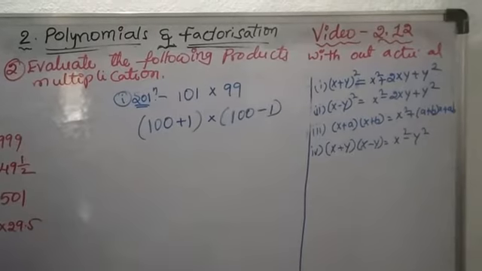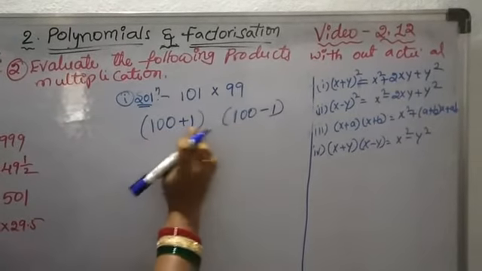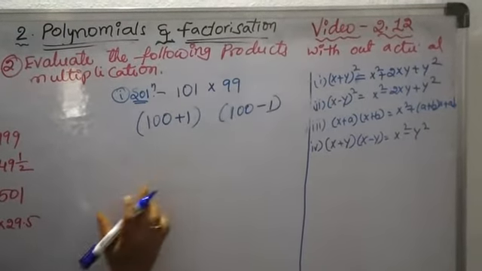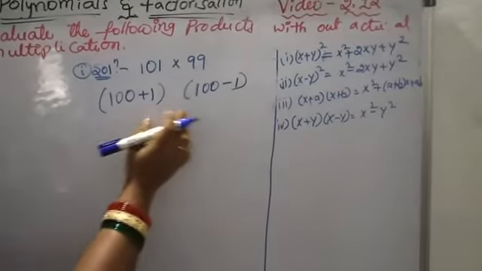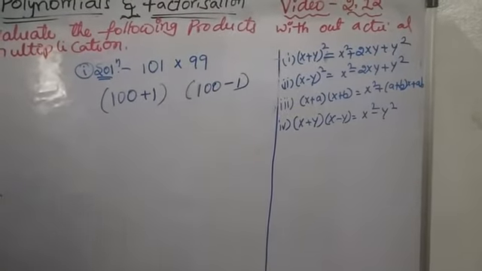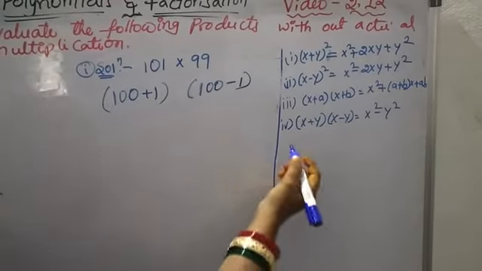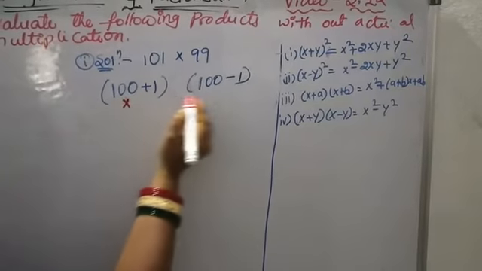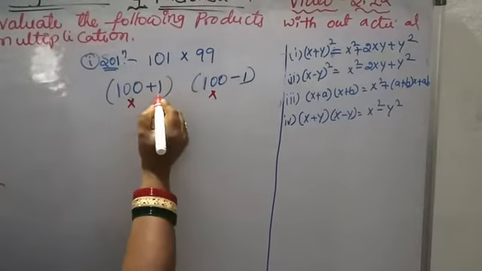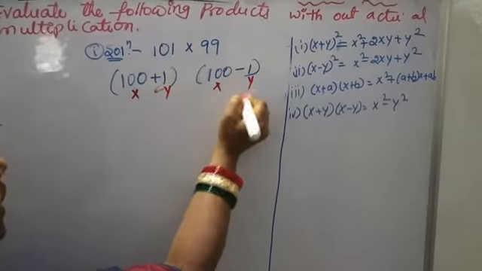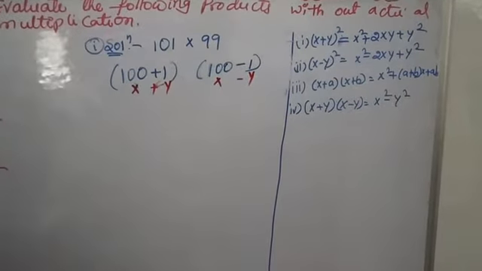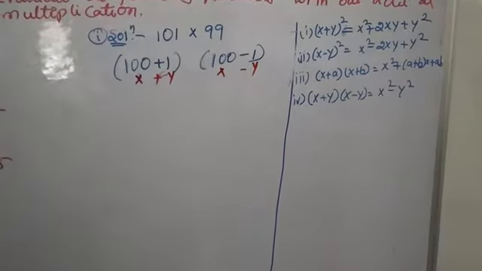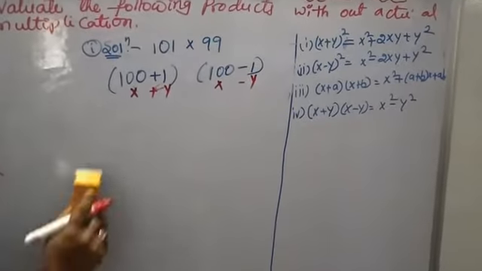Observe in these two brackets the first value is the same, and the second value is also the same. Now we can go through the algebraic identities. The first value we can compare with x and the second value, also the same, we can compare with y. Here it is a plus symbol, here it is a minus symbol. We have one formula, the fourth one, x plus y into x minus y, which can be written as x square minus y square.